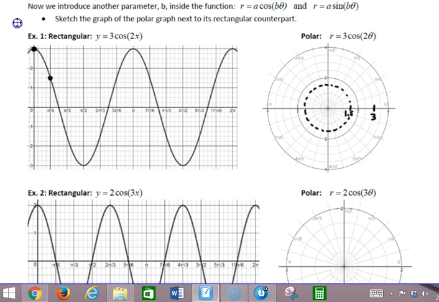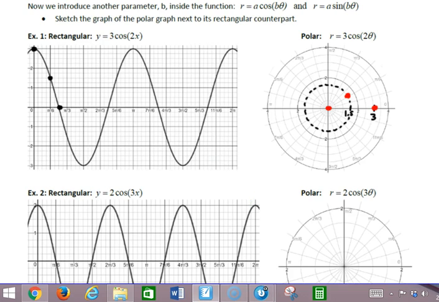Now, my first point is when I'm at 0, 3. So that would be 3, 0 in polar form. Then I'm at pi over 6, 1.5, which is going to be 1.5, pi over 6 in polar form. My next point would be at pi over 4. That's halfway between pi over 6 and pi over 3. Pi over 4, 0 is just going to be 0, pi over 4, so I'm right here.